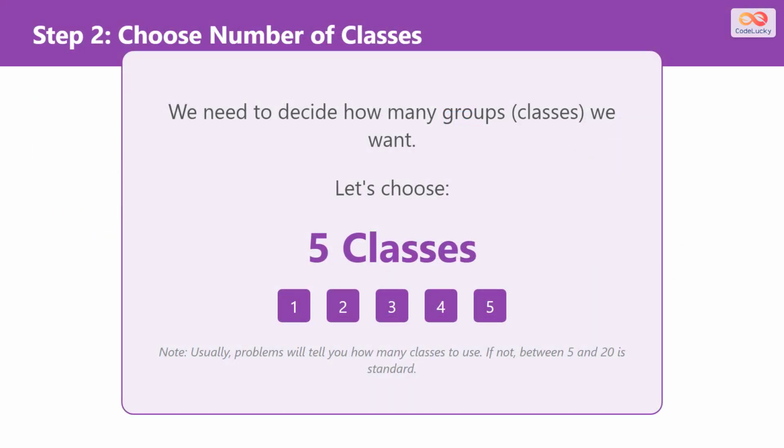Next, we need to decide how many groups or classes we want. In most textbook problems, this number is given to you. If you are doing your own research, a number between 5 and 20 is standard. For this example, we will use 5 classes.